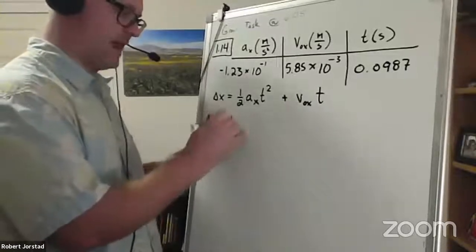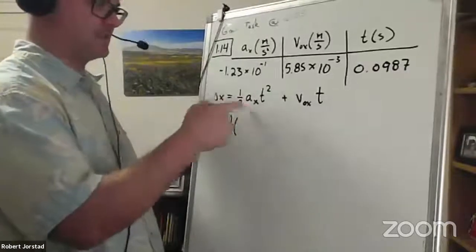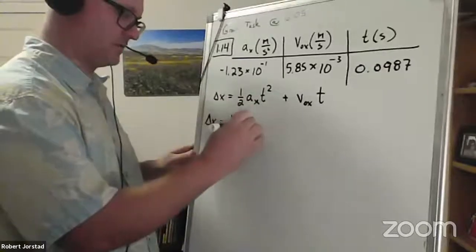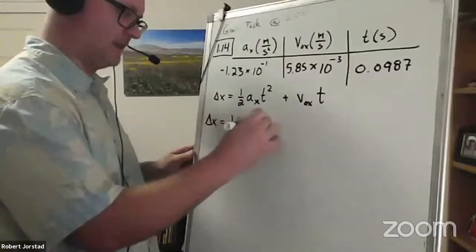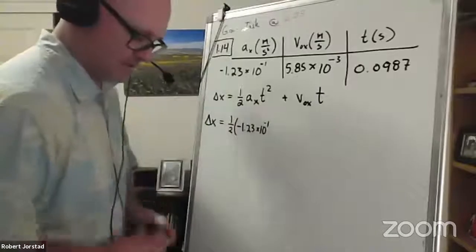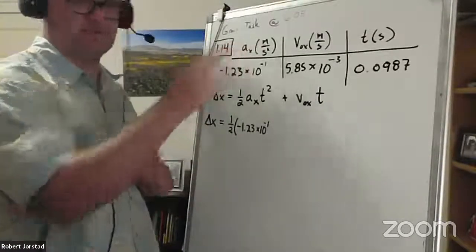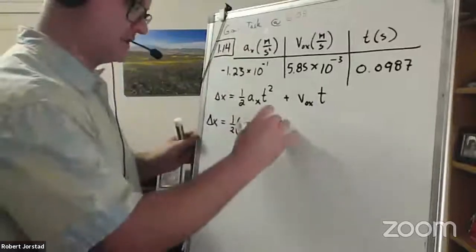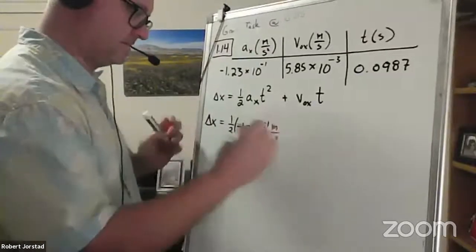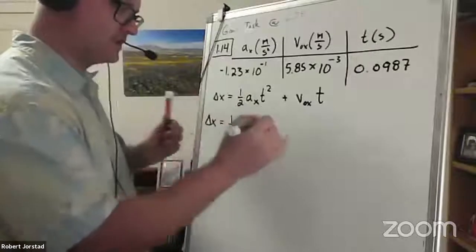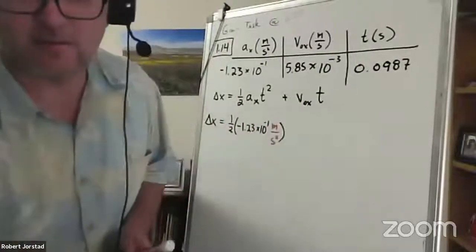Okay, so we've got 1/2 a sub x is negative 1.23 times 10 to the negative 1. And now I'm going to stick in the units. Very often in lab, the units are written up above. That's meters per second squared. I'll get to the chat there in just a second. You could chat or ask questions at any time.